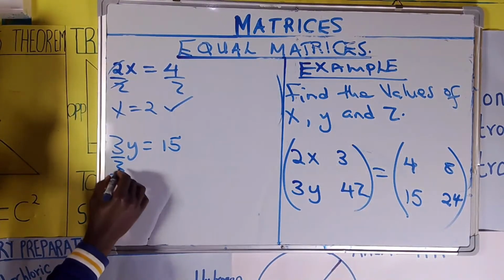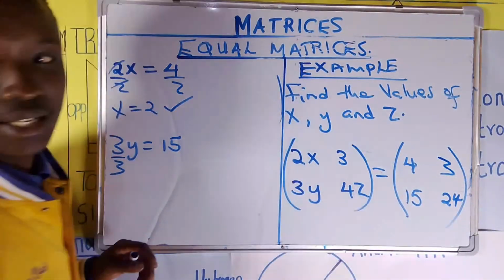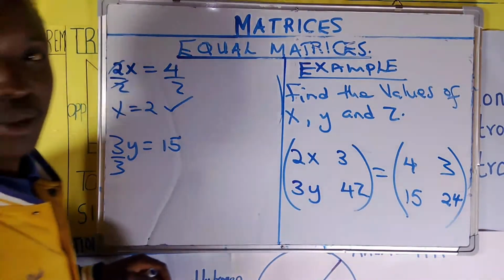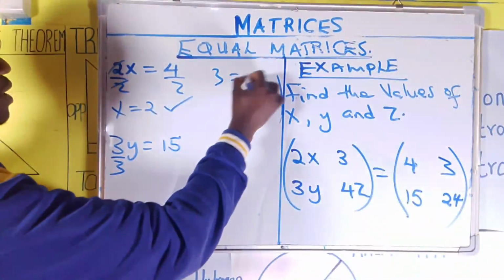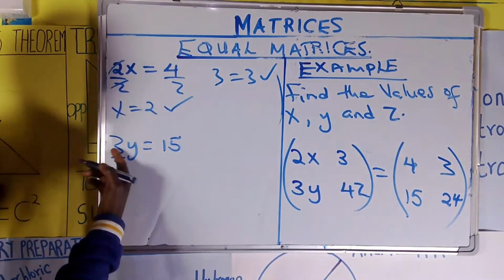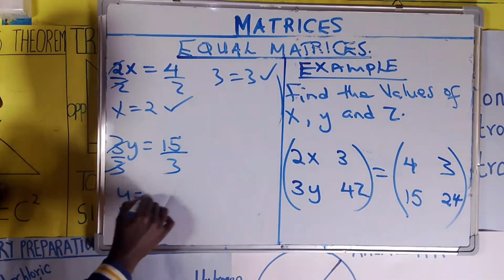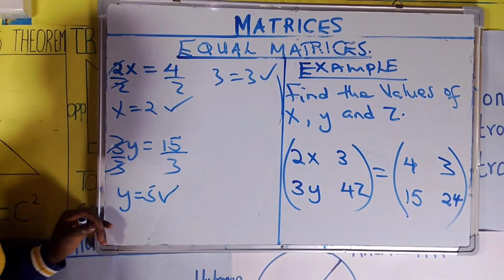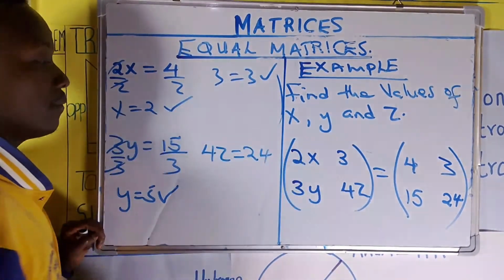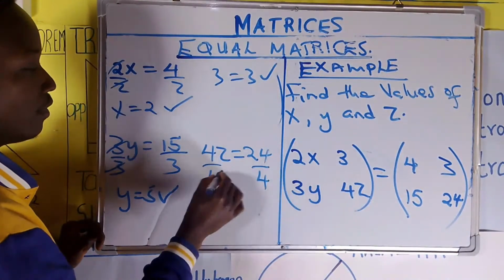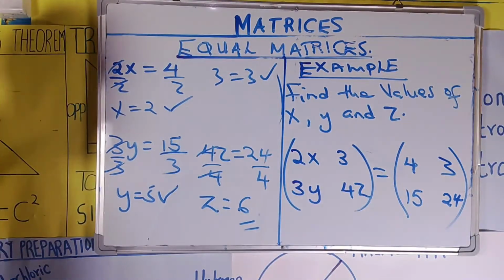We will divide both sides by 3. Allow me to replace this and make it 3 so that it at least makes sense. I've just created this question out of the blue. So 3 cannot be equal to 8, so let it just be 3 is equal to 3. So 3y is equal to 15. We divide by 3 and we are left with y as 5. Then let's determine z. So 4z is equal to 24. We divide both sides by 4 and we get our z as 6.